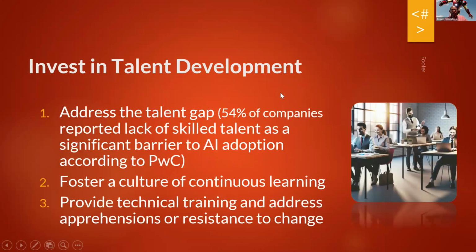So, one is that there has to be a significant investment in talent development as far as AI is concerned. This was one statistic that I see here: address the talent gap. What we see is that 54% of companies reported lack of skilled talent as a significant barrier to AI adoption, according to PricewaterhouseCoopers. All right. So there is a talent gap, right? There are people who are sitting on the sideline waiting to see how this thing is going to go.